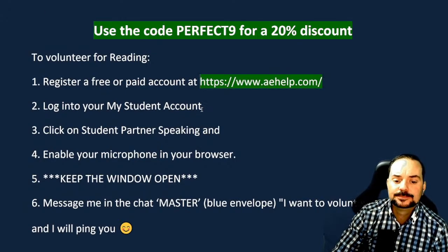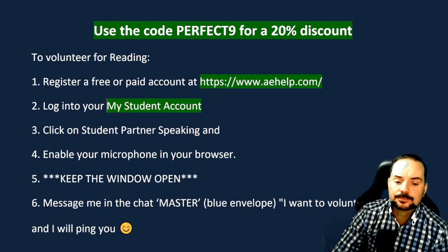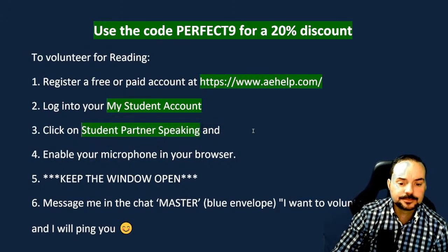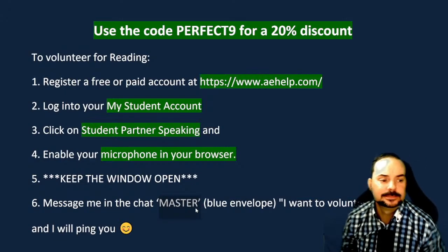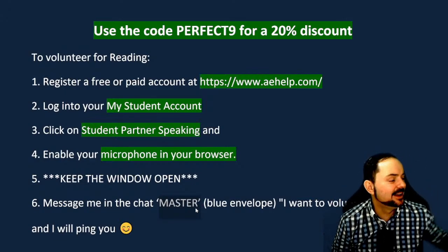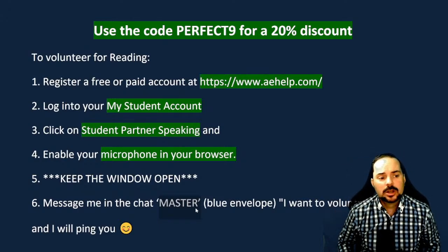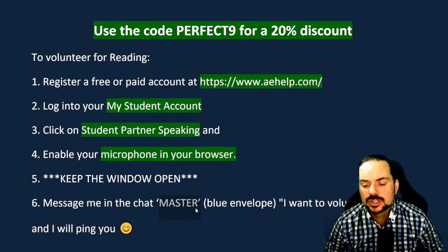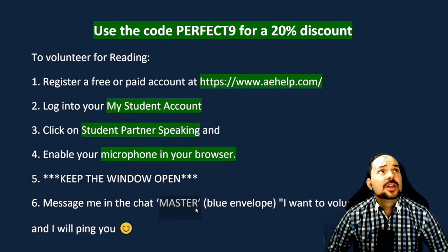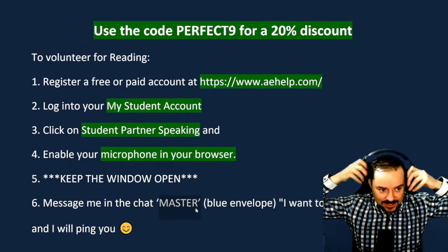Go to the website, aehelp.com. Log into your account. If you don't have one, create one, my student account. Click on Student Partner Speaking. Enable your microphone. And then message me: I want to read. Then I will ask you to read a paragraph, and I'll help you, so don't panic, don't freak out, don't say I can't read. Just read. I'll help you. We'll solve the list of headings questions together, and then we'll do all the other questions together. It's going to be fun, I promise. Okay, here we go.